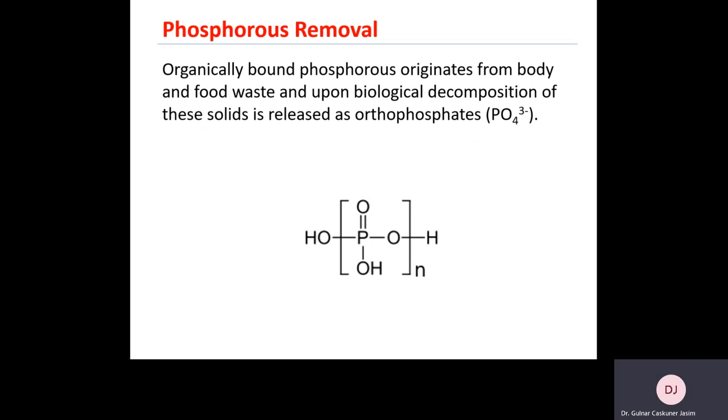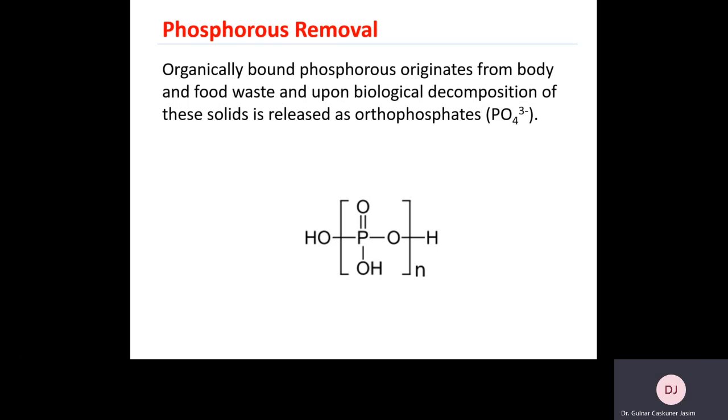Now, we briefly covered what nitrogen is, what the sources of nitrogen ions in the domestic wastewater, that means sewage, are, why we need to remove them, and how they can be removed in the treatment plants. So I would like to also give a brief about the phosphorus removal.